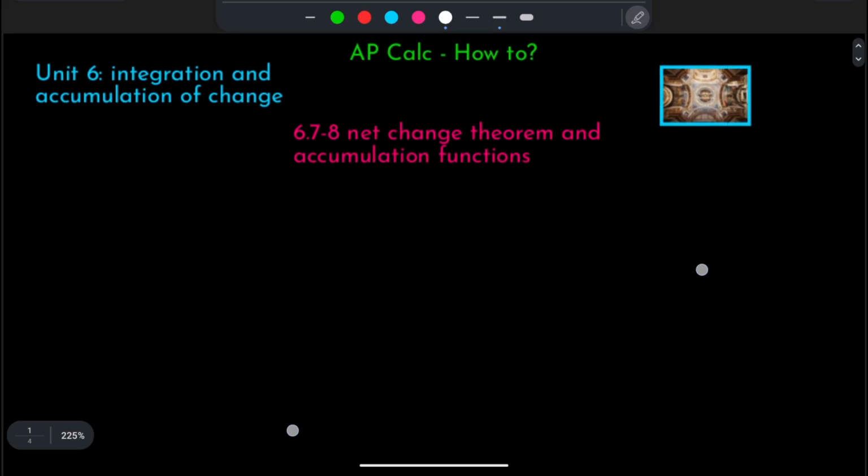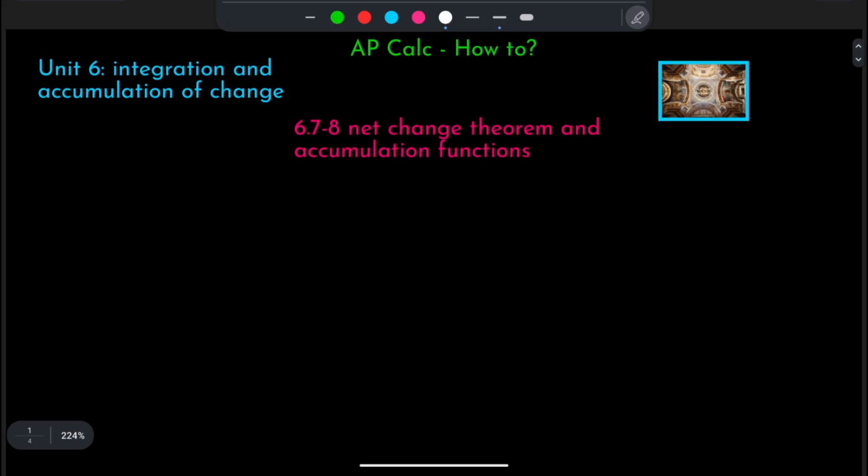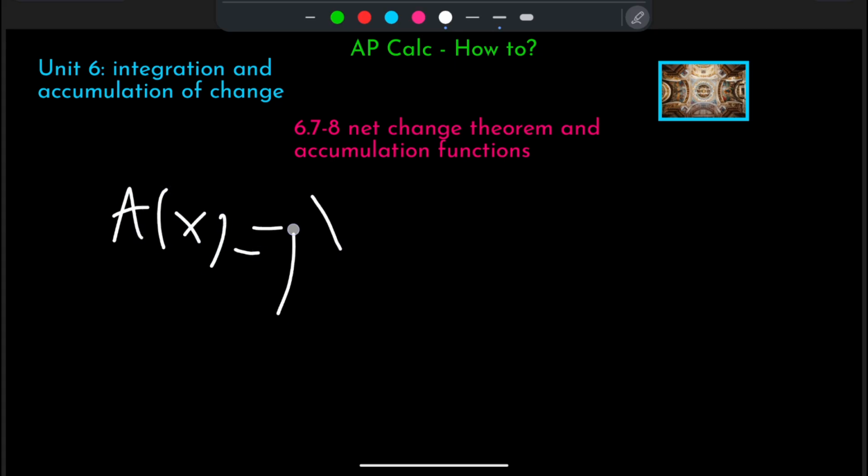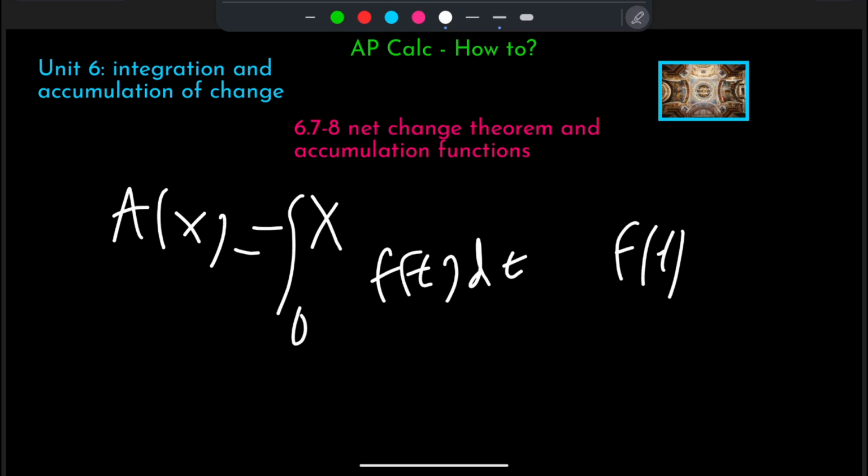So for our third example today, if A of x equals the integral from x0 to x of f of t dt, and if you have a graph of f of t, what does the graph of A of x look like? The slope of A of x is A prime of x, which equals f of x.